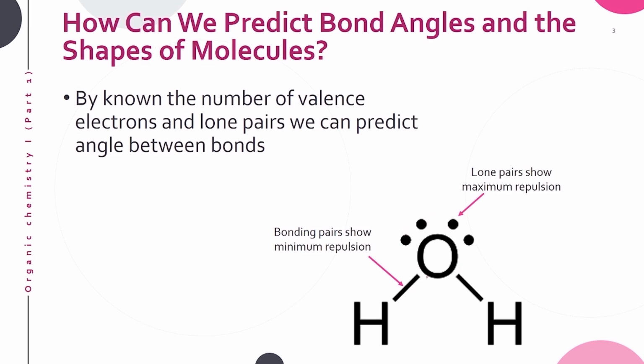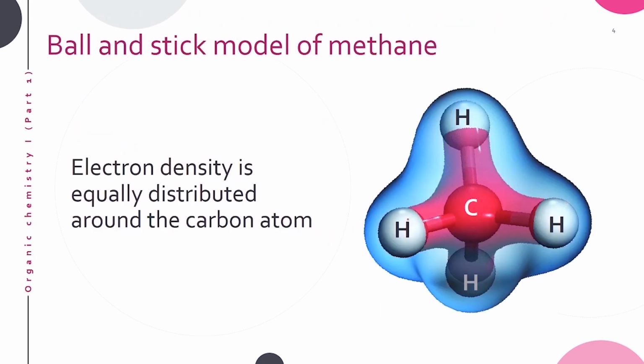By knowing the number of valence electrons and the lone pairs, we can predict the angle between the bonds and the molecular geometry of the compound. Let's use the VSEPR model, the valence shell electron pair repulsion model, to predict the shape of the methane molecule. Methane has one carbon atom that has 4 valence electrons bonded to 4 hydrogen atoms.